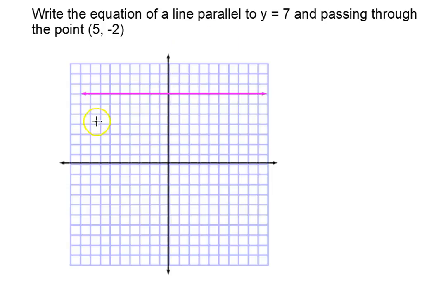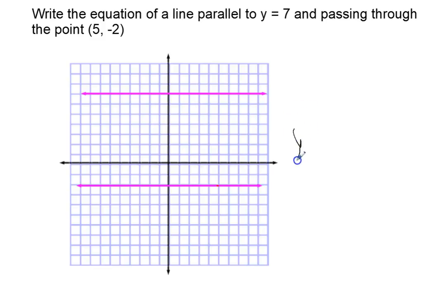We want a line that's parallel to that. That means we need another horizontal line. So we're going to just copy. Now we have our horizontal line, but I want this horizontal line to go through the point (5, -2). Well, where's the point (5, -2)? 1, 2, 3, 4, 5, -2, 1, 2 is right there. So this horizontal line needs to go through that point. So I'm going to put it through that point, and I'm going to look at what is the equation of this line. Well, it's a horizontal line, so I know it looks like y equals a number.